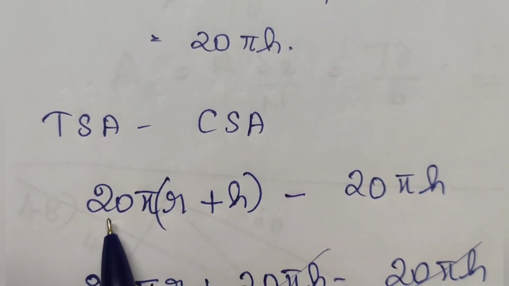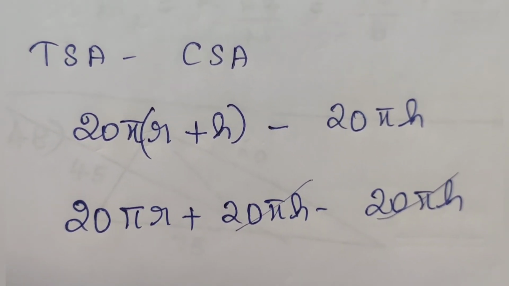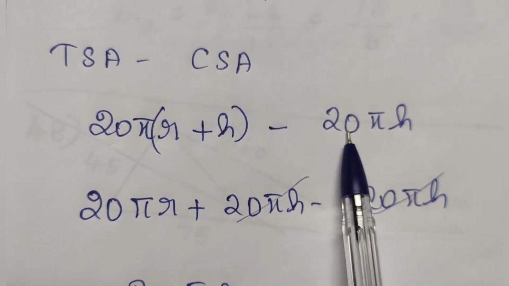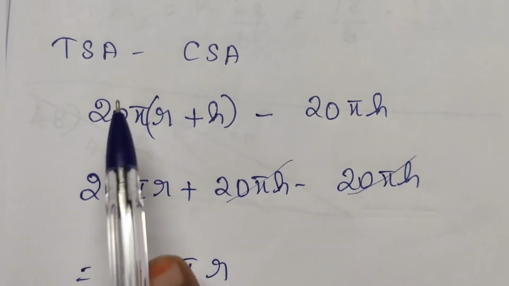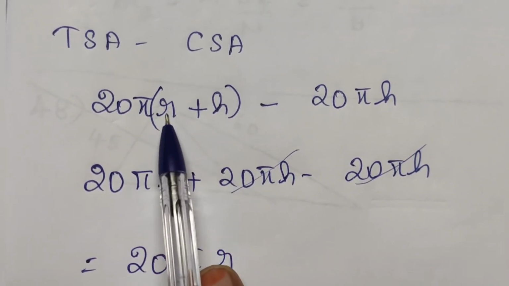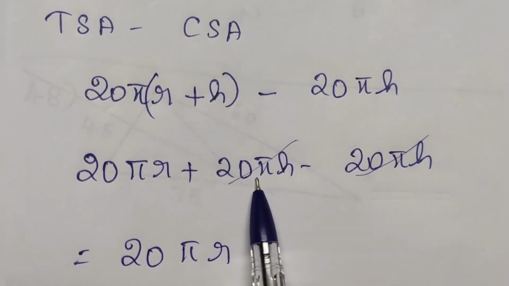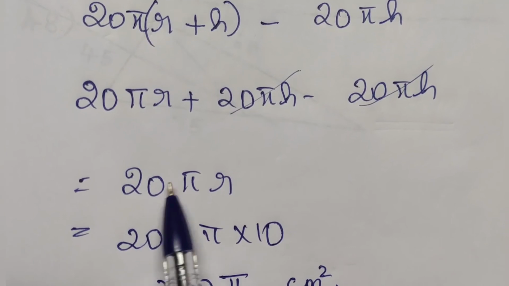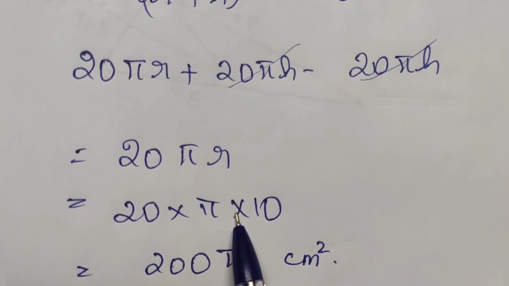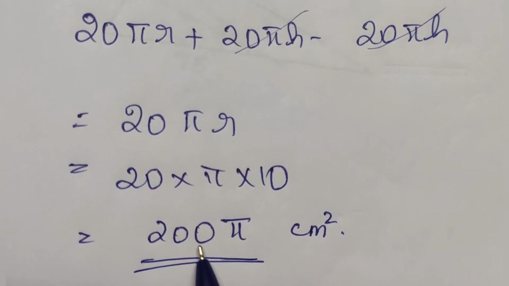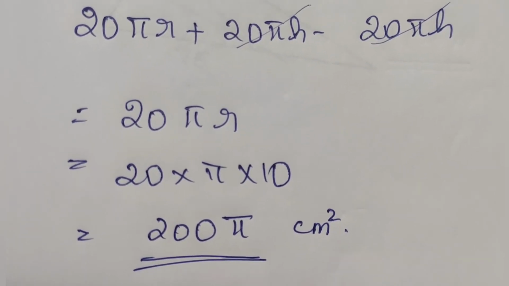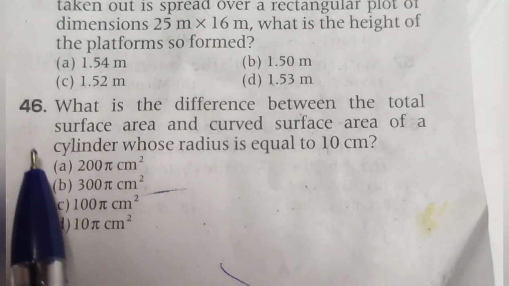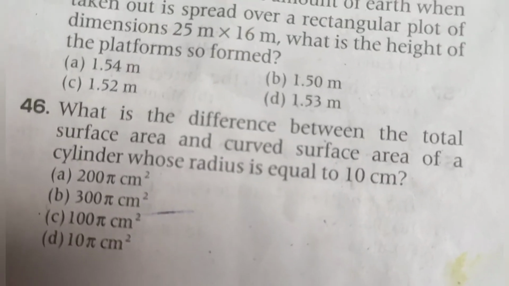TSA and CSA difference. TSA minus CSA is what? That is the question. So TSA I got 20 pi into r plus h, minus CSA I got 20 pi h. Well, I take this 20 inside: 20 pi r plus 20 pi h minus 20 pi h. 20 pi h gets cancelled and I get 20 pi r. So 20 into pi into r is 10, 20 into 10, 200 pi centimeter square. So the difference between the TSA and CSA is 200 pi centimeter square. Can you see option A, 200 pi centimeter square?